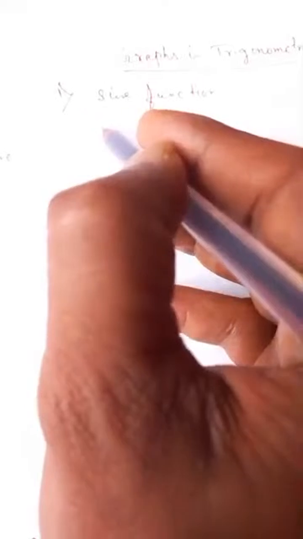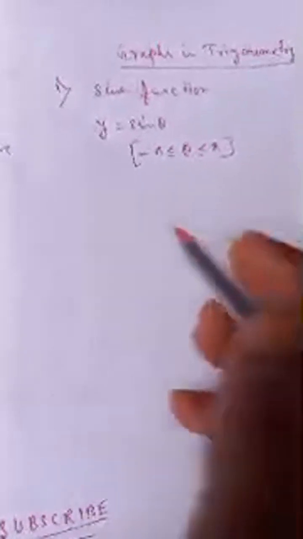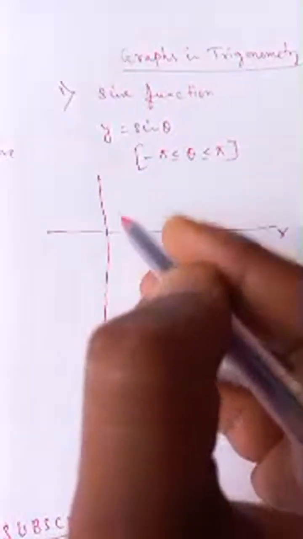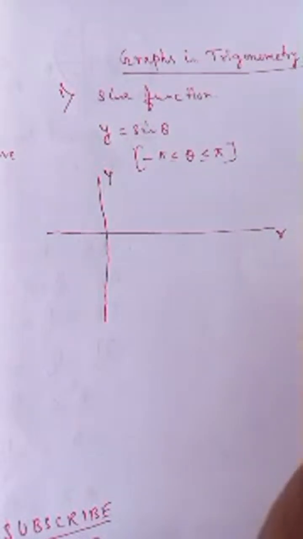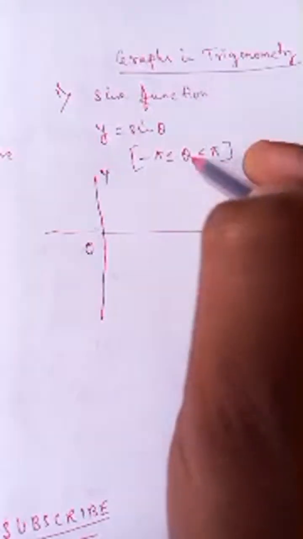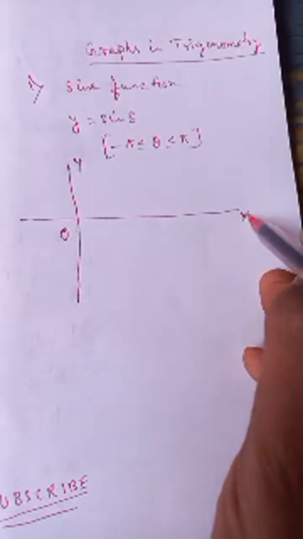So if we take y is equal to sin theta, where theta belongs to minus pi to pi, then the graph will be: this is the x-axis, this is the y-axis, so origin O. So the x-axis is theta.